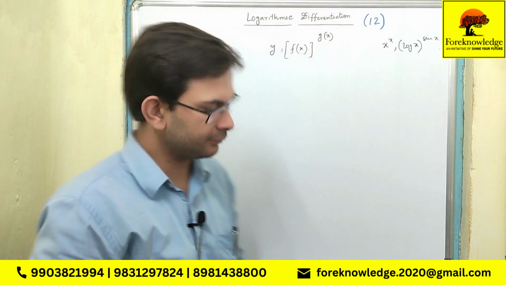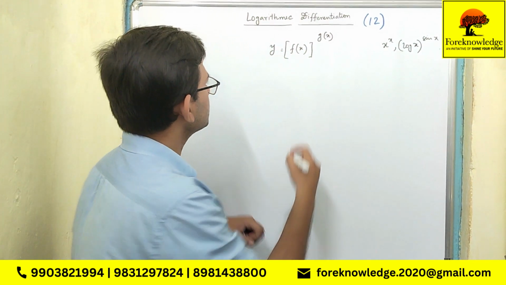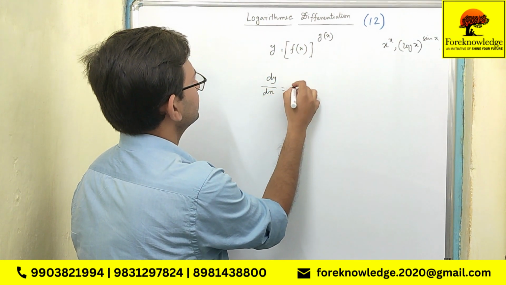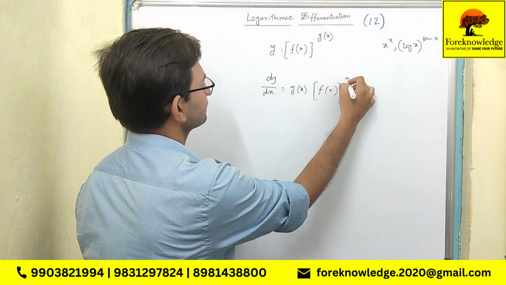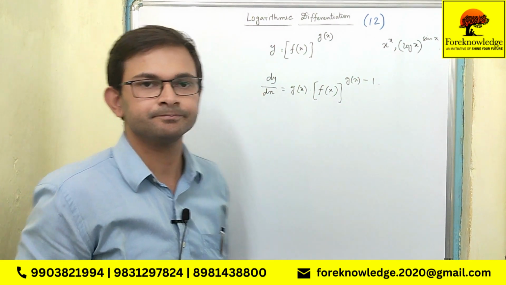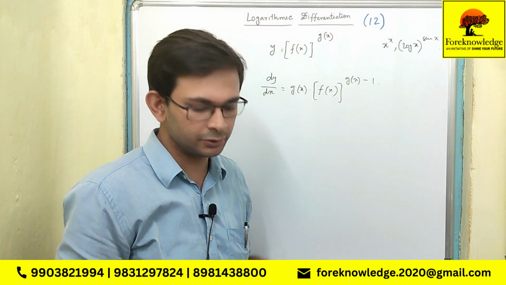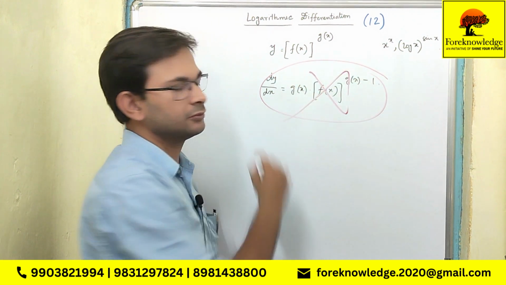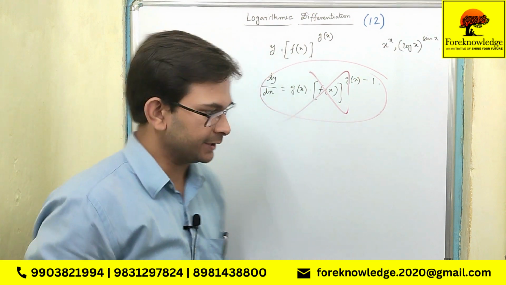Now, some of you may say, this is simple. How? Your answer will be like this: dy/dx is nothing but g(x) into f(x) to the power g(x) minus 1, and here you are committing a blunder. You should not do this. This is a wrong answer. Why? Understand?